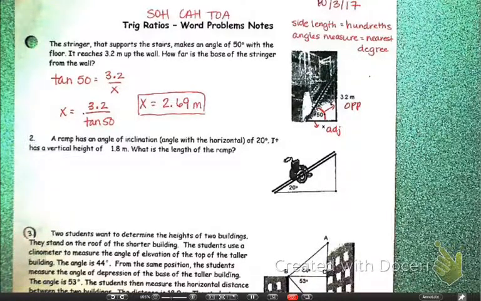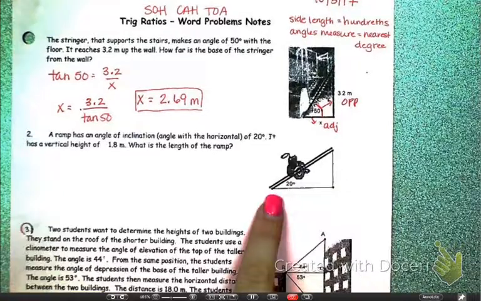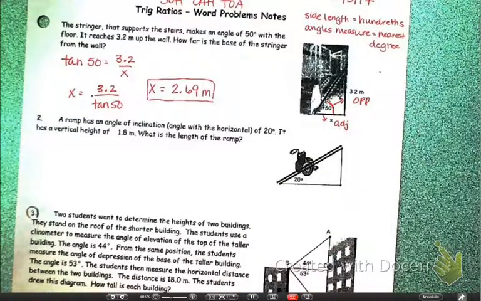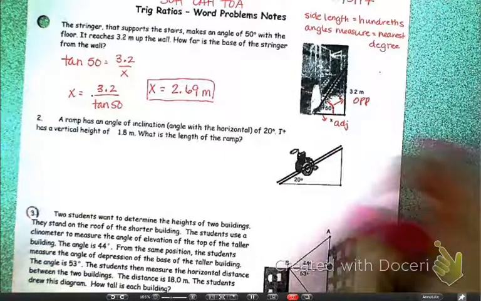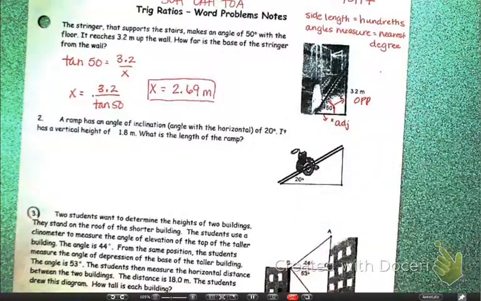Number 2 is always my favorite problem, and this is where people definitely mess up. So, a ramp has an angle of inclination, okay, that's just, it's elevated, of 20 degrees. It has a vertical height, so vertical is straight up and down, of 1.8. What is the length of the ramp? So the only thing that's labeled here is that 20-degree angle. Where would I put 1.8 meters at? On the opposite side, right? It's your height. It's your vertical.